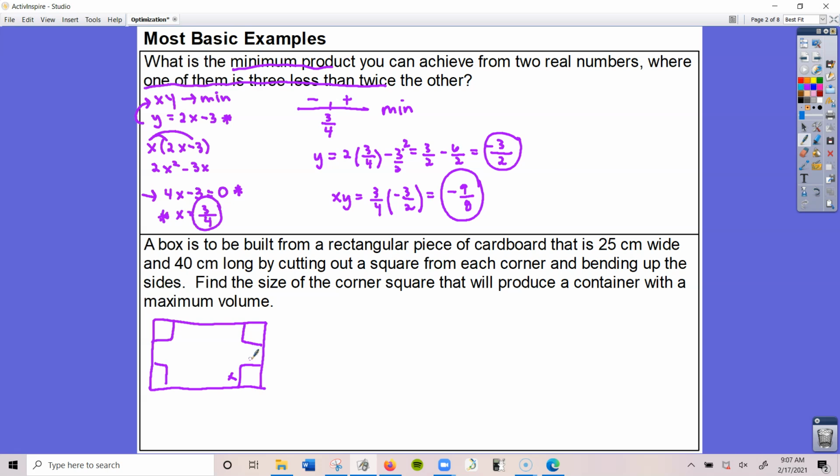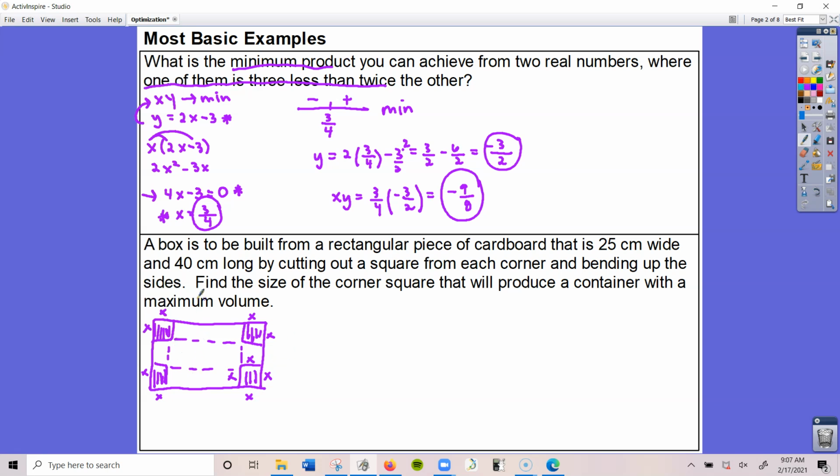So this would be x, and this is x, since squares all have equal sides. Now, if we cut these pieces and then fold up, let's say this is gone, this is gone, this is gone, and this is gone. When you fold up the sides, you get a box, where this right here, what I have in the dotted line, would be the base of that box.